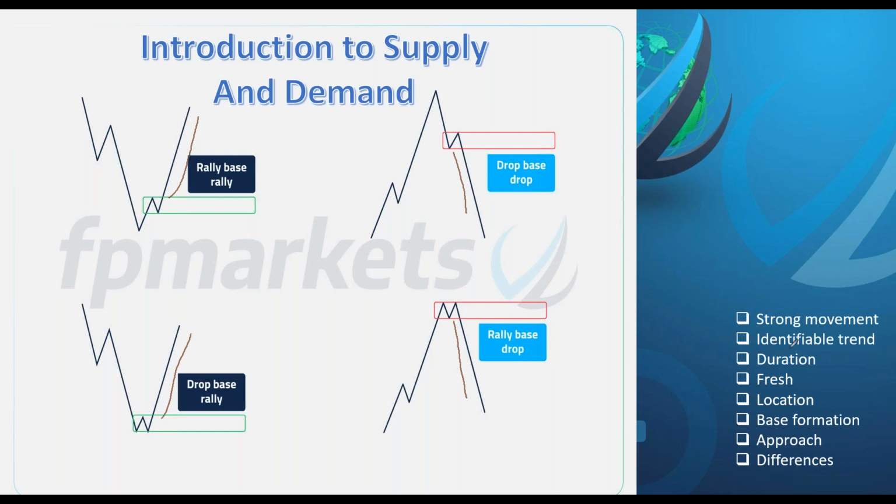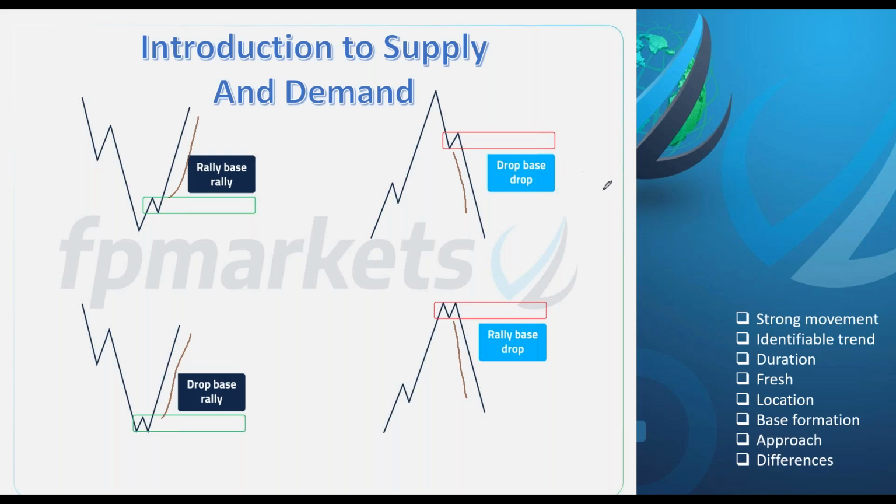An identifiable trend. Ultimately, the RBR, which is this configuration here, and the drop-based drop, or DBD, areas should form within an identifiable trend. I say should, but that's not always the case, as we'll see when we head over to the live charts, as there's always a story behind these areas.